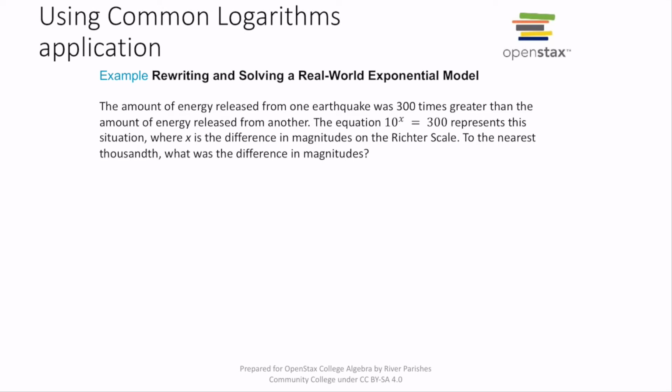Now let's try and use a general model. The amount of energy released from one earthquake was 300 times greater than the amount of energy released from another. So the equation that we use here is 10 to the power x equals 300. This represents the situation where x is the difference in magnitude on the Richter scale. To the nearest thousandth, what was the difference in magnitudes?